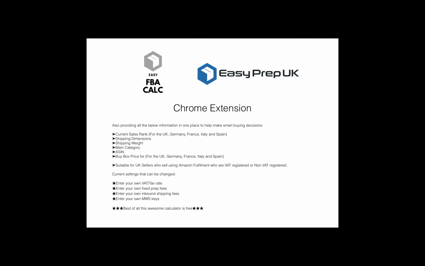At the moment, these are the current settings that can be changed. So you go to the settings section, you can enter your own tax rate, VAT. So for us UK sellers, we just pop 20 in there. You can also enter things like your own fixed prep fees in case you use a prep center or outsource to get someone who does your prep for you. You can also enter your inbound shipping fees if you wish. And also you can enter your own MWS keys if you want to in the back of the extension, but that is totally up to you.